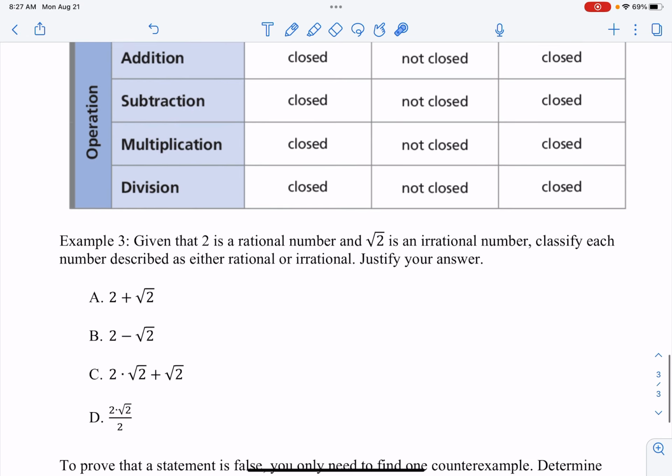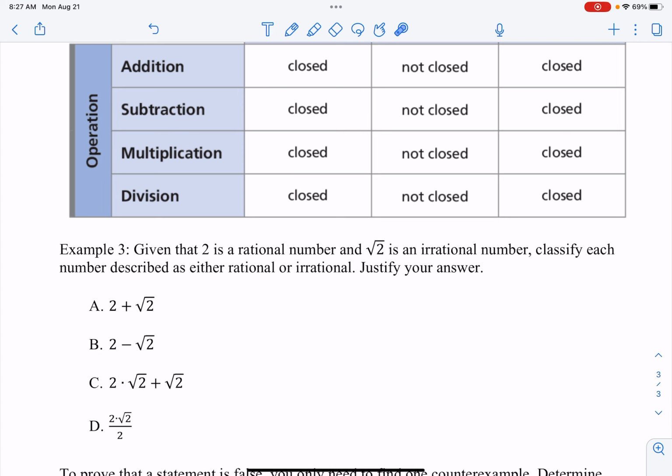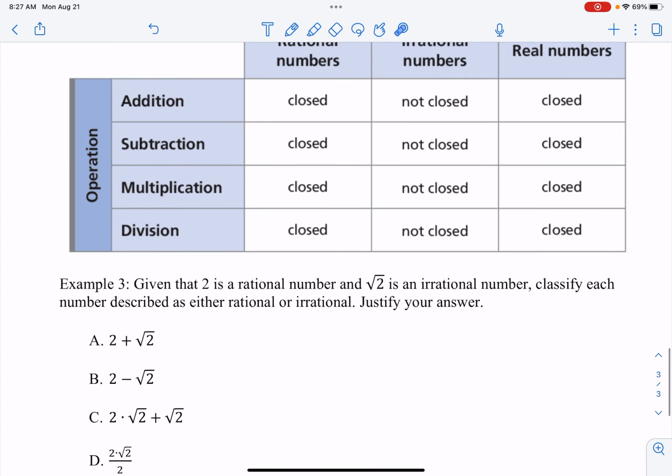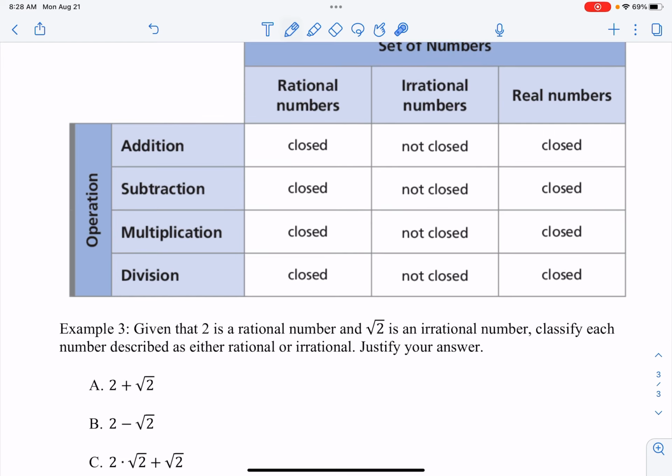Okay, so here, given that the number 2 is rational and the square root of 2 is irrational, we want to classify each number described as either rational or irrational. Justify your answer. So here I'm adding a rational number to an irrational number. What am I going to get?